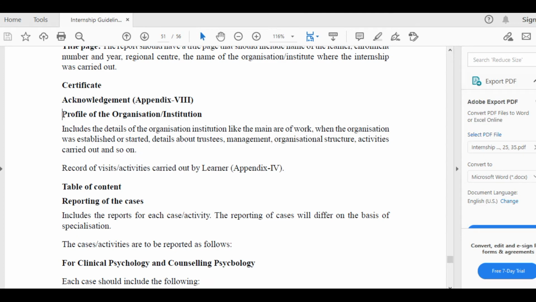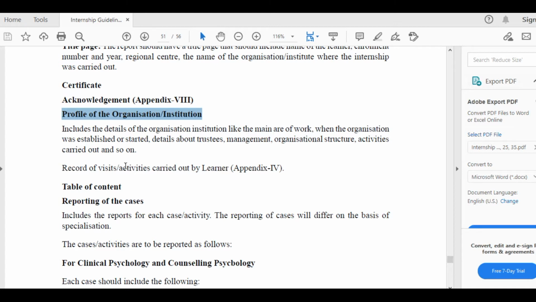Now the profile of the organization, after the acknowledgement: you have to write the details about the organization, who the founders are, when and where it was started, and you can write the details about the members, the trustees, or the management. If you have any photographs of the institute, and if they permit you, you can add them over here, and you can add the management photographs as well if they permit you.